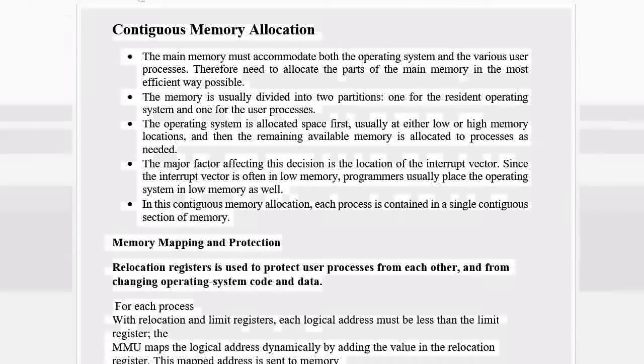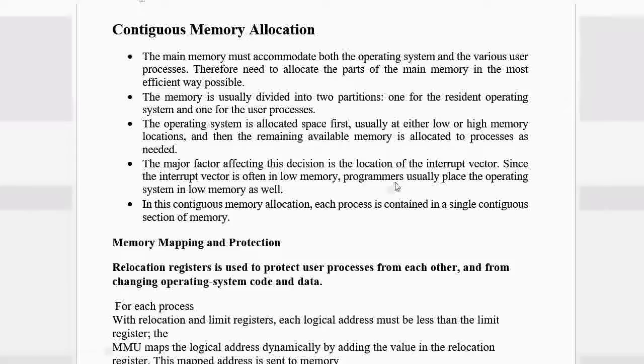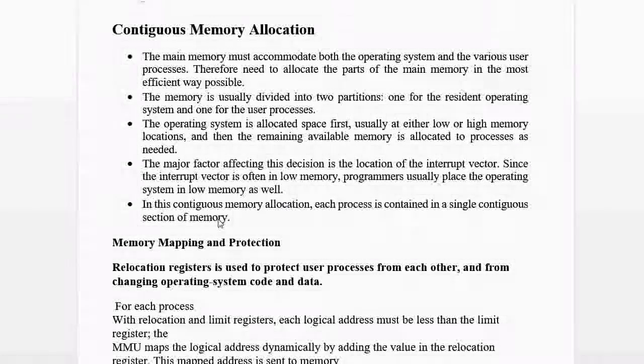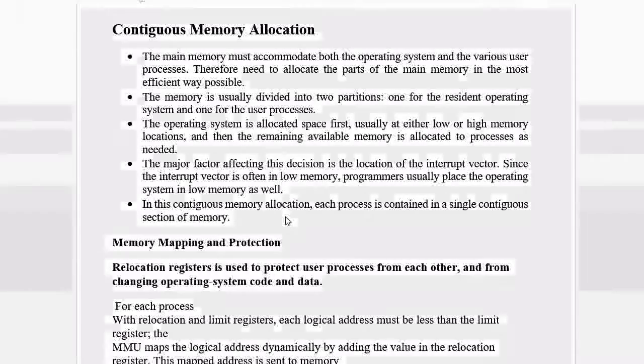Here, the major decision is the location of the interrupt vector. Since the interrupt vector is always in the low memory, usually programmers place the operating system in the low memory as well. Okay, and in contiguous memory allocation, each process is contained in a single contiguous section of the memory.